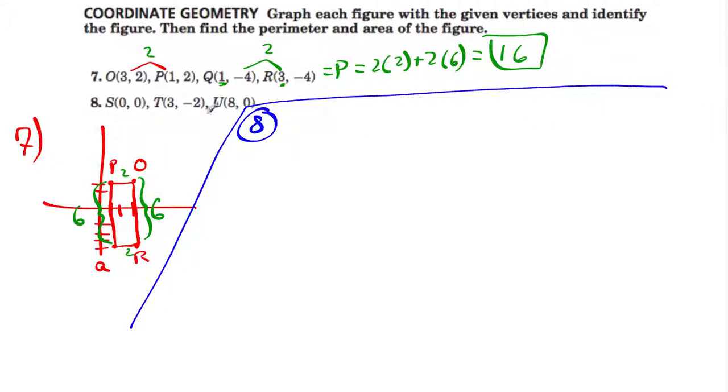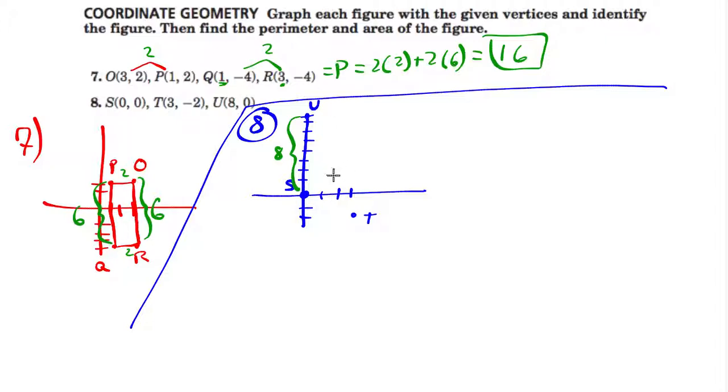For number 8, we can see we have 3 points, so that's going to give us a triangle. So if I just do a quick little crude draft, 0, 0, that's going to be S. T is going to be 1, 2, 3, 1, 2. And then U is going to be 8. So 1, 2, 3, 4, 5, 6, 7, 8. We want to find the perimeter. Now, we can count this up from S to U. That's going to be a distance of 8.